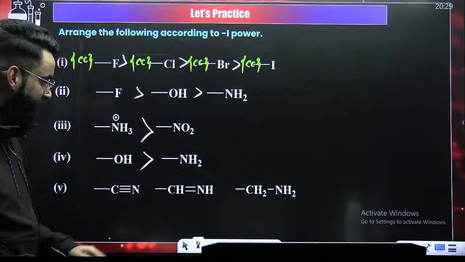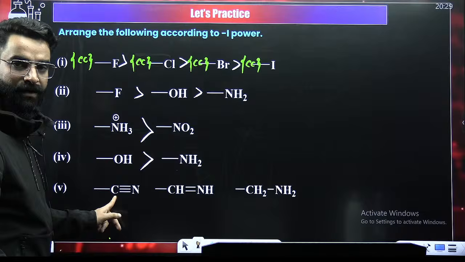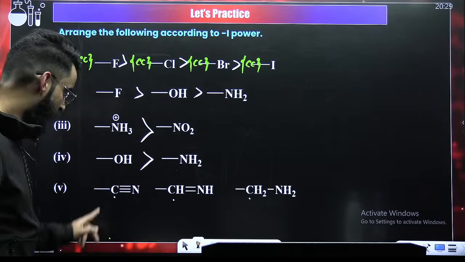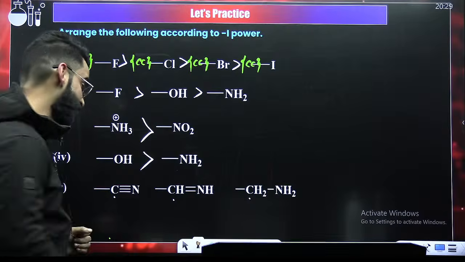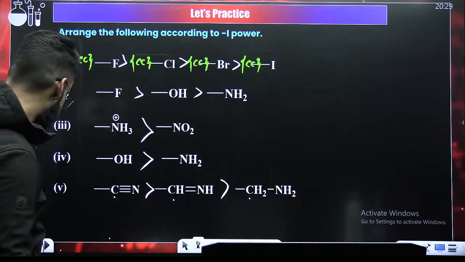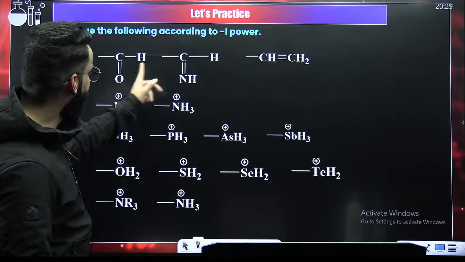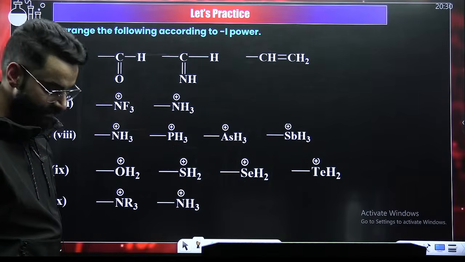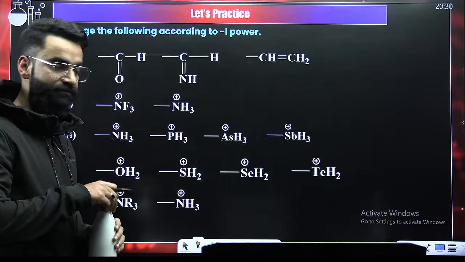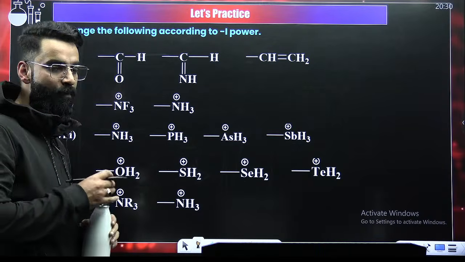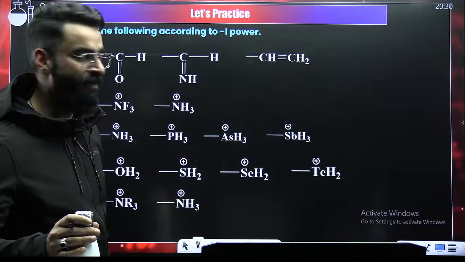Look at this one: triple bonded, double bonded, single bonded. So this carbon has more S character as compared to this particular carbon, as compared to this particular carbon. So the more the S character, the more the electronegativity, the more will be its tendency to withdraw the sigma electrons from the chain. So this is the minus I power, right? I believe I'm clear. Now, can you tell me among these three groups, which one has more minus I here? Quick, quick, quick, everyone.